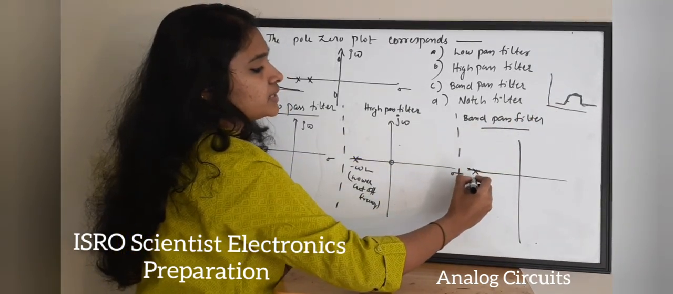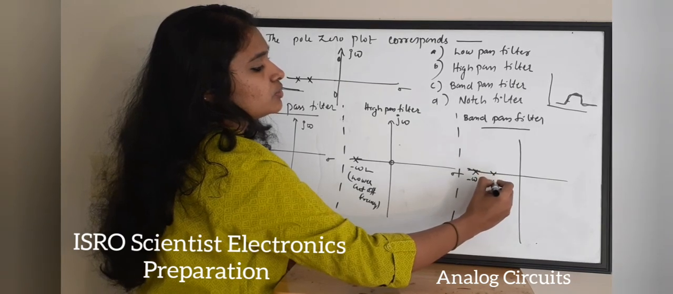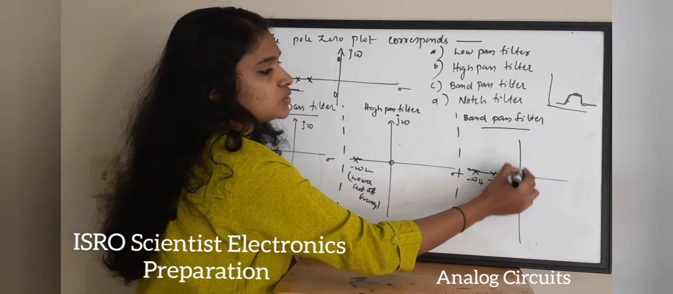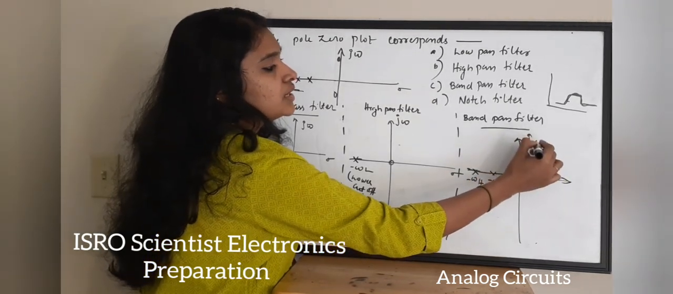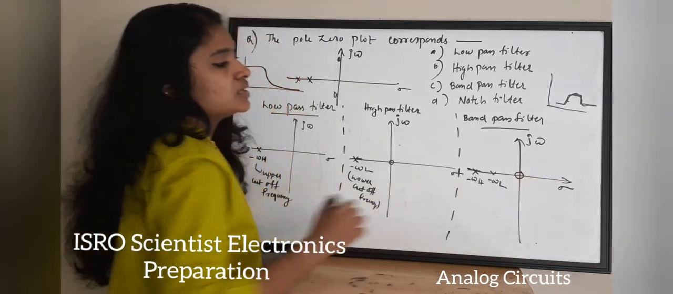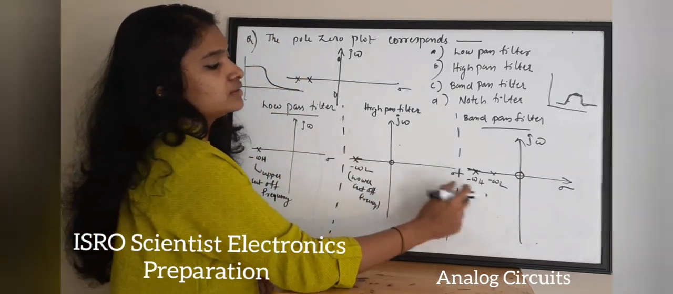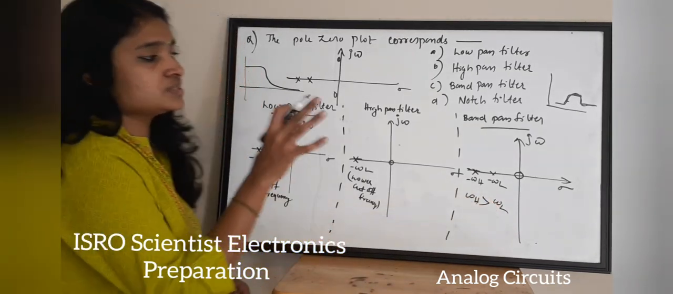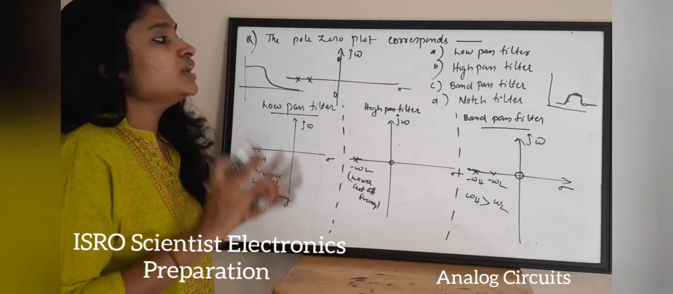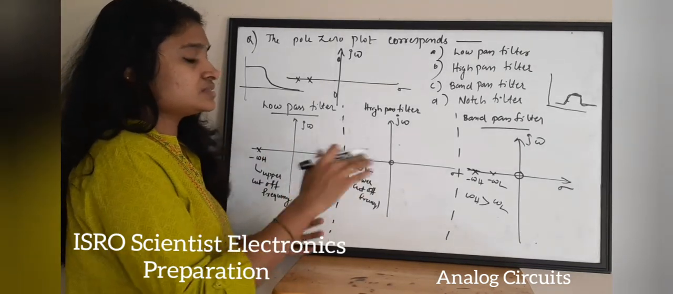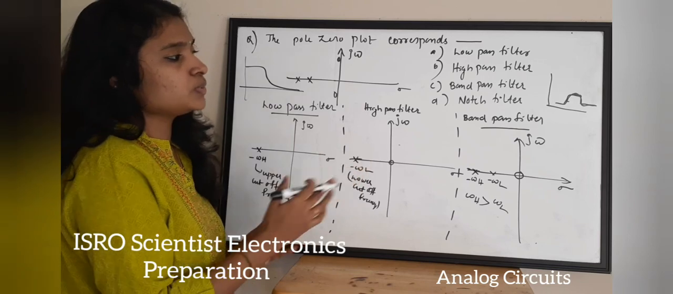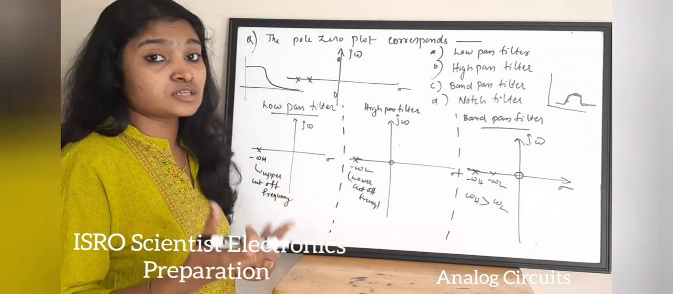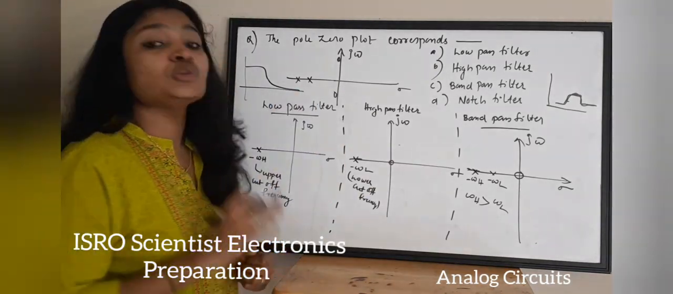So it is having minus omega h and omega L, which are upper cutoff frequency and lower cutoff frequency, and there is a zero at the origin. So this is imaginary axis, this is the real axis. So it will be like this. And here the value of upper cutoff frequency is greater than the lower cutoff frequency. So this is a band pass filter. Now, if you see these three pole zero plots, now it is clear that the given pole zero plot is the answer for what? Your last option, which is a notch filter.